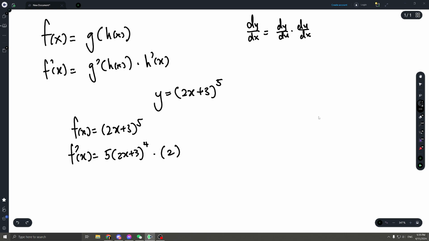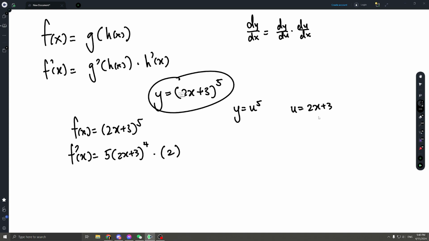Now, the other way to do this is to define what's on the inside. So u equals 2x + 3. And then this would make y equal to u to the power of 5. Now, why would you do this? The reason you would split this into two equations is that maybe you find it hard to differentiate something that's complicated. So you would split it into multiple equations which you know how to differentiate, and then we combine them together.